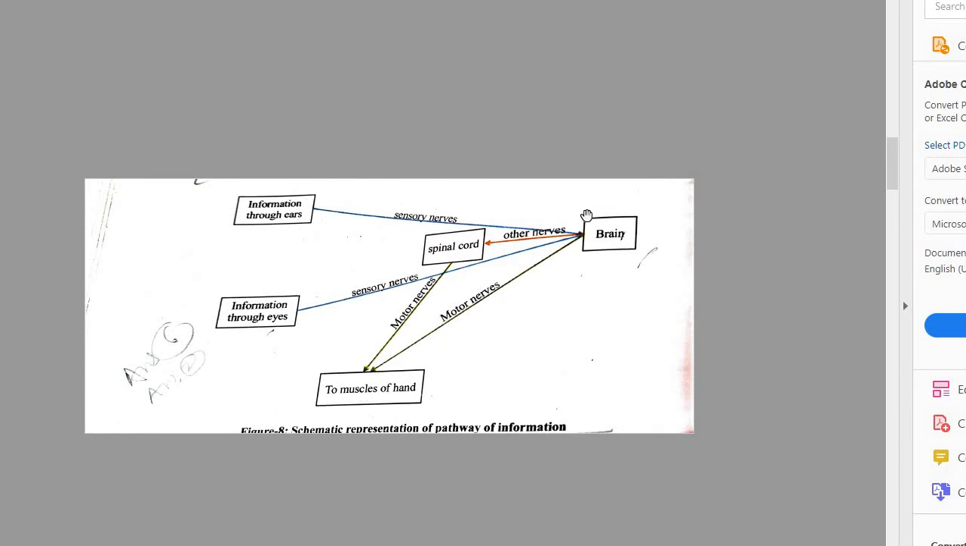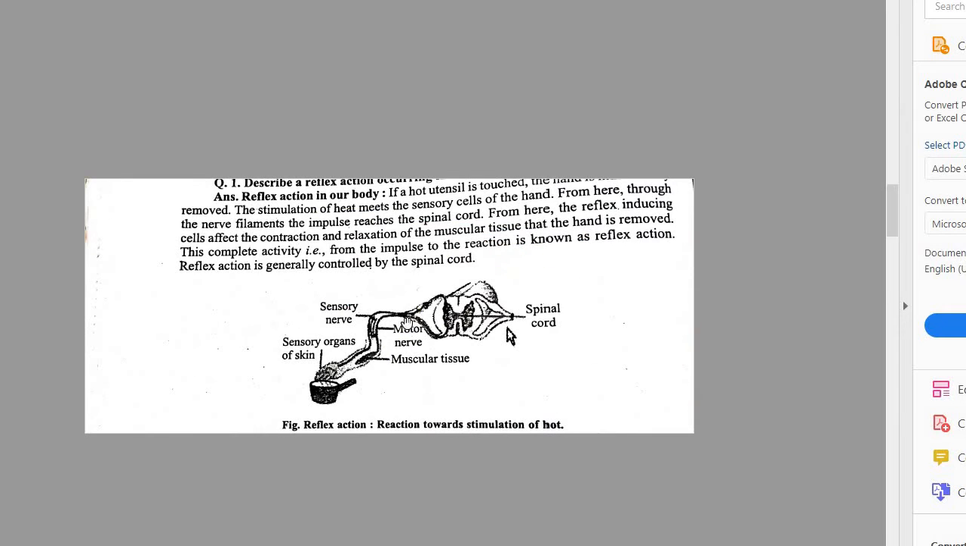Sensory nerves give message to the brain and motor nerves give message from our spinal cord and brain. You have to draw this diagram, and next you have to describe reflex action in our body. This is the answer of question number 2. Again you have to draw this diagram also.